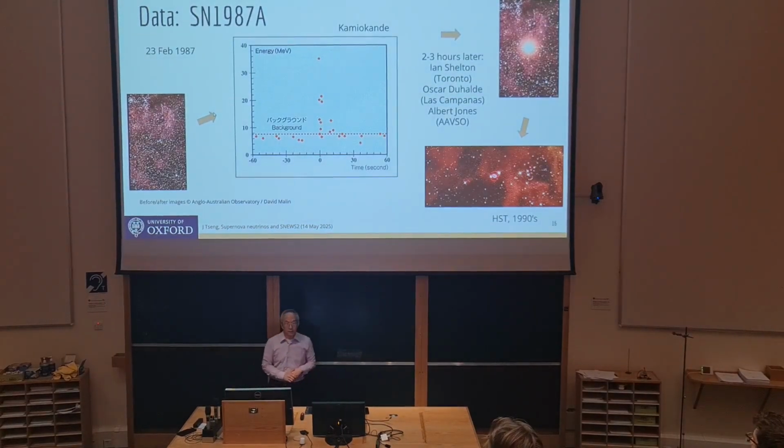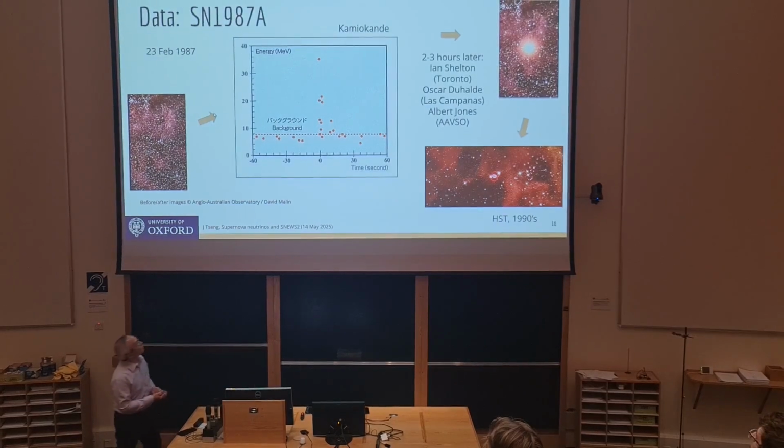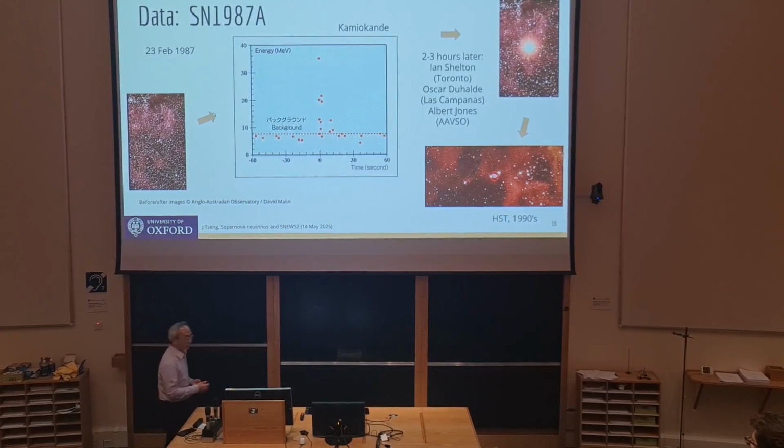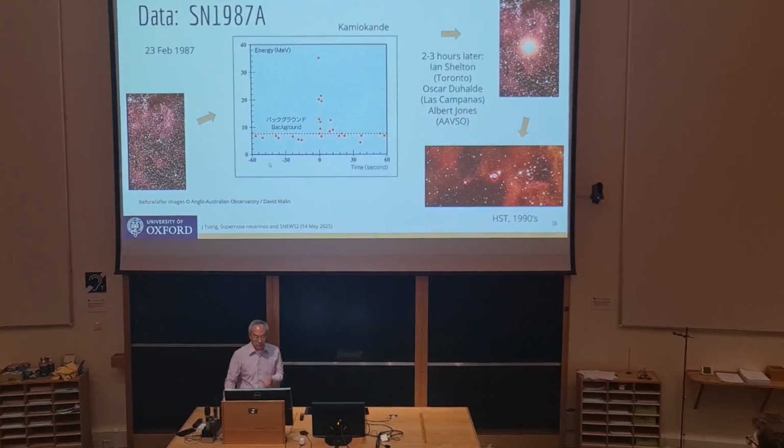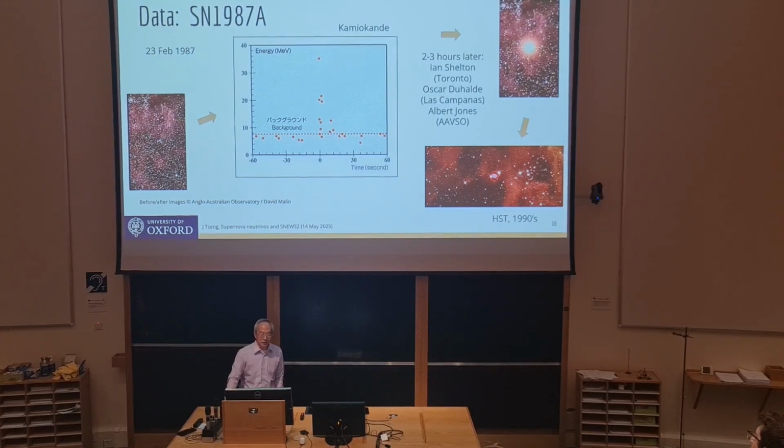Okay, I said that I was going to show you what the data from 1987 looked like. This is one of the experiments that picked up neutrinos. So we had several neutrino detectors going on at the same time. This was Kamiokande, which actually stands for the Kamioka Nucleon Decay Experiment. They were actually waiting for proton decay, but also detect neutrinos. And this spike, very noticeable, okay?